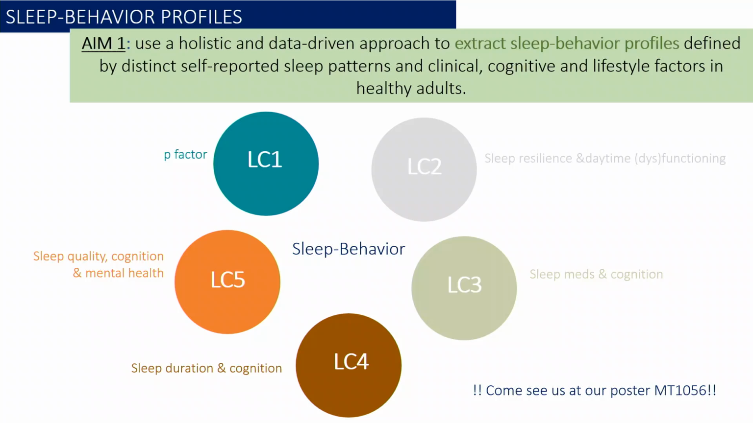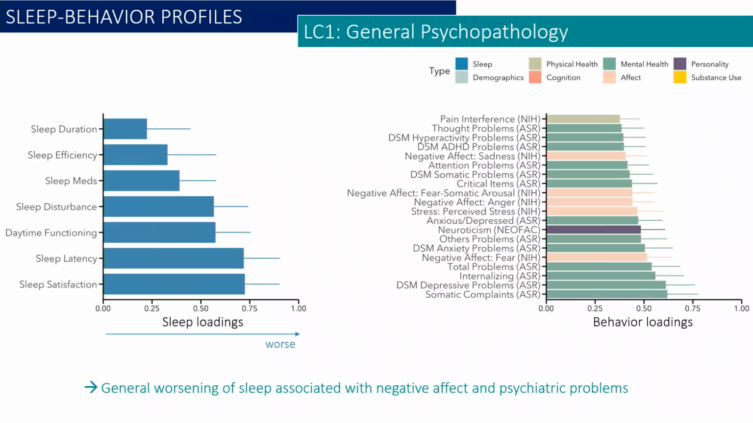So the first one, I don't have a pointer, but basically we see a general worsening in sleep. As you can see, there is high loading in all the dimensions, which means general worsening, and that was associated with high loading in mental health variables in green, such as depression, somatic complaints, anxiety, but also high loading in negative affect in pink. We think this profile reflects the P factor, or general psychopathology.